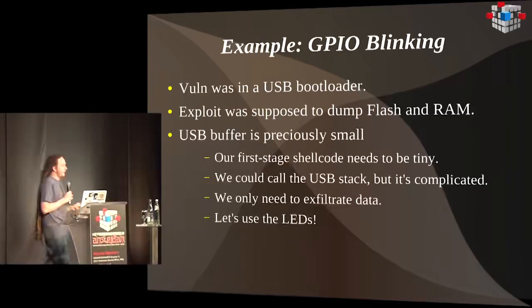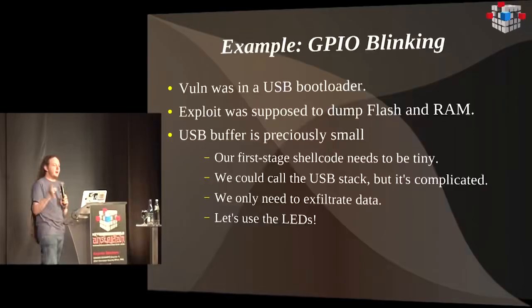Now, the exploit would only be useful if I could dump a copy of flash memory and RAM. The purpose of this was to use the bootloader to dump the contents of memory. But I had to do this through the USB protocol, which has very, very small buffers. It's 64 bytes per fragment. So the first stage shellcode needs to be really small.